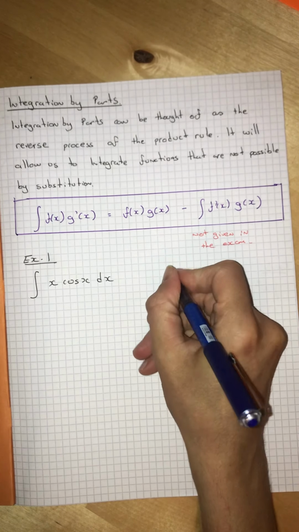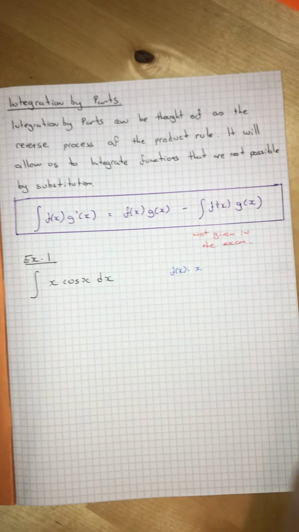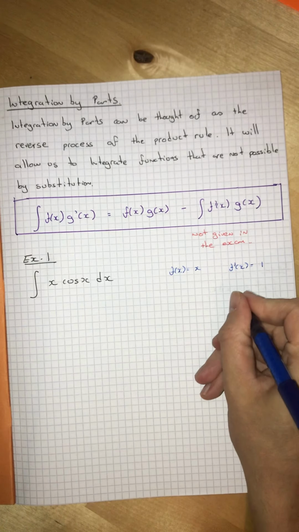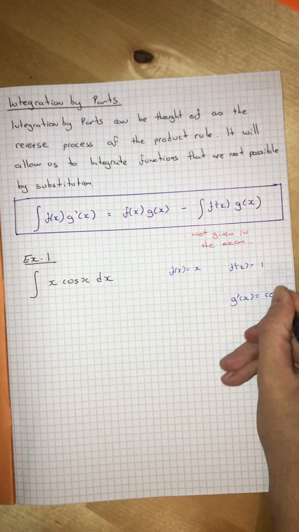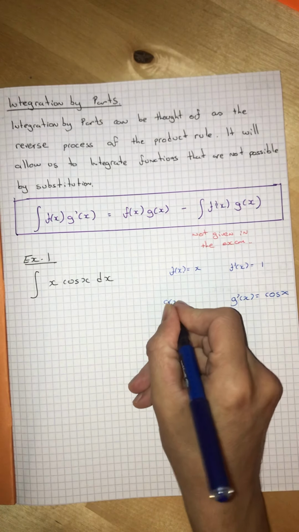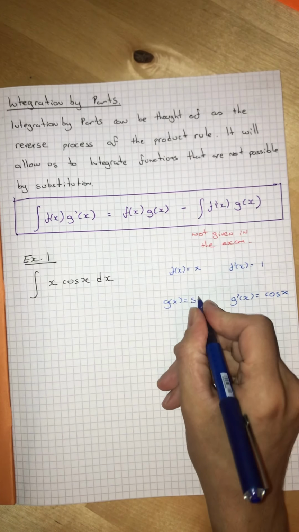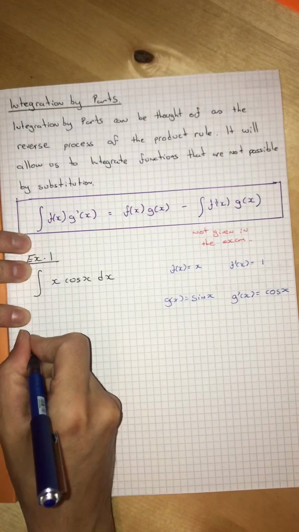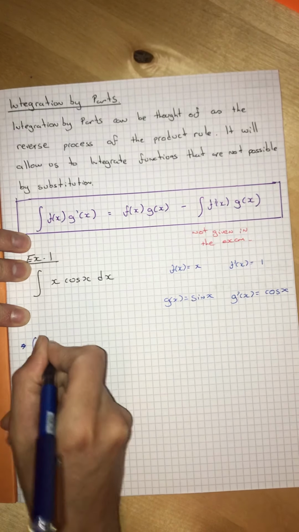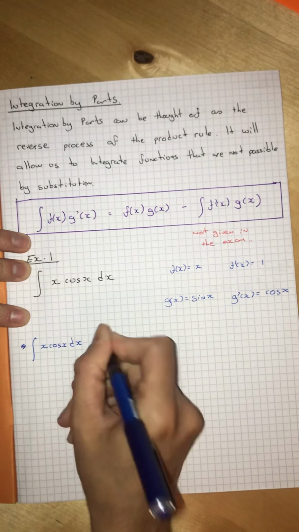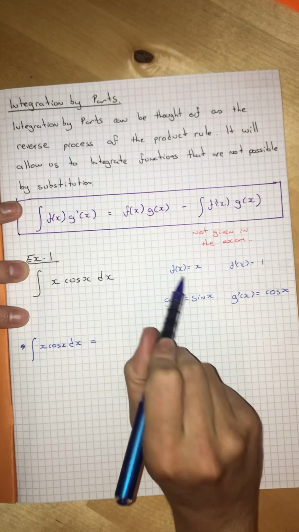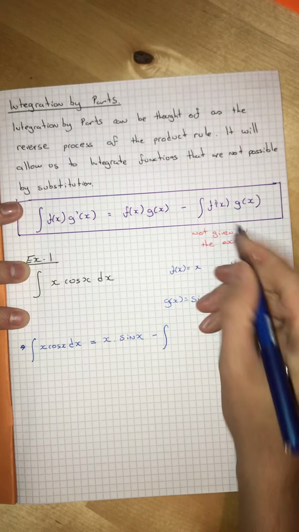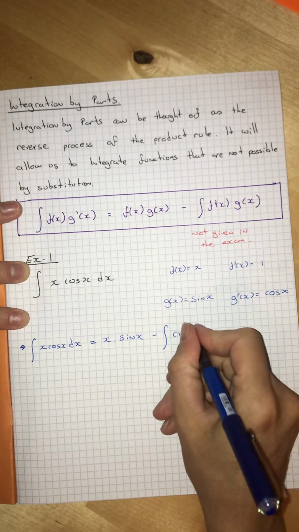So the first thing we can do is choose, say, that f of x equals x, which means that f dashed x will equal 1. g dashed x, therefore, is cos x. And so g of x must have had to have been sin x. Okay, so then we can say that the integral of x cos x dx will equal f of x times g of x minus the integral of f dashed x g of x.